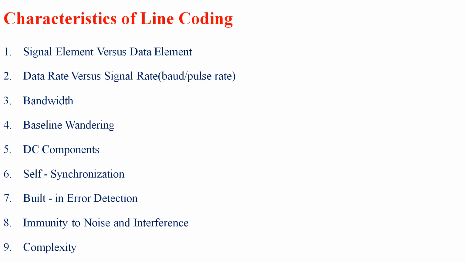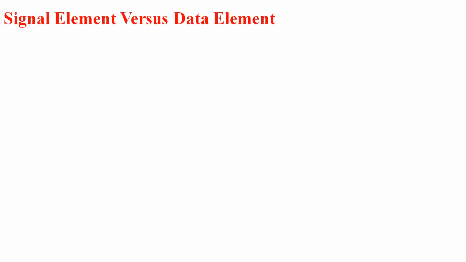Moving on, we have DC components, followed by self-synchronization, followed by built-in error detection, which is used to detect errors. Next we have immunity to noise and interference, and at last we have complexity. So let's discuss each and every characteristic of line coding.